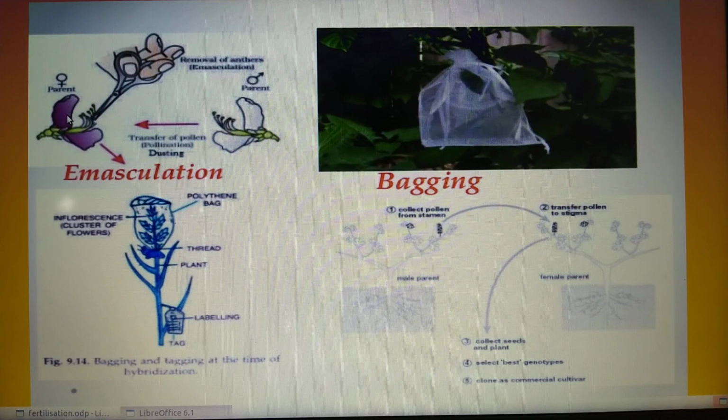And one more important point: the process of emasculation means the removal of anthers from a bisexual flower by using a scissor. Emasculation prevents self-pollination, that is, further pollination. If the female parent produces unisexual flowers, there is no need for emasculation.